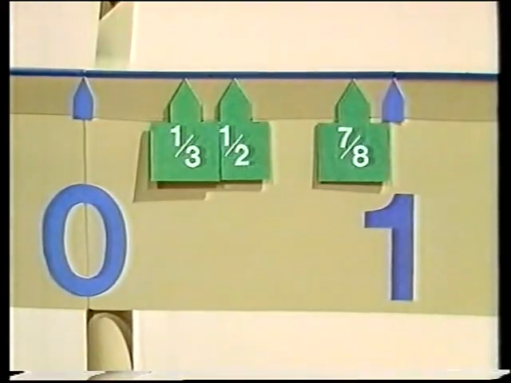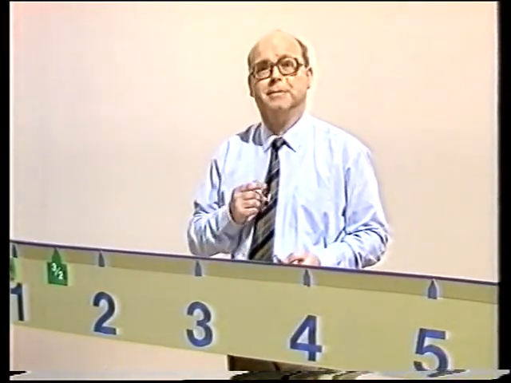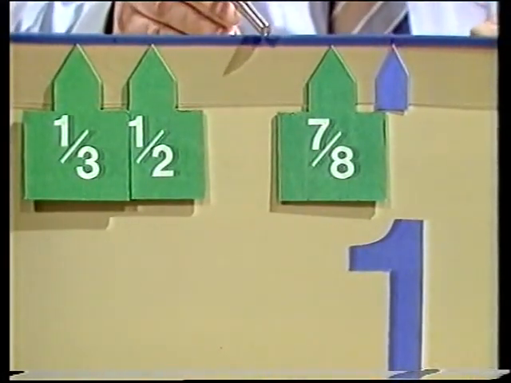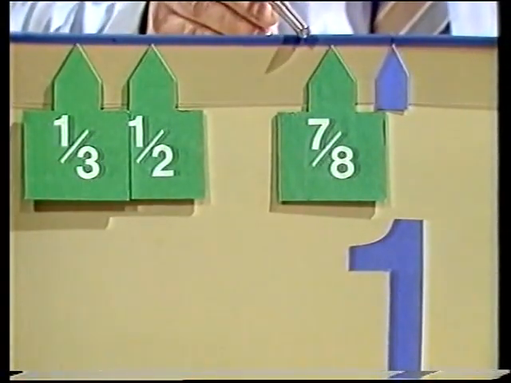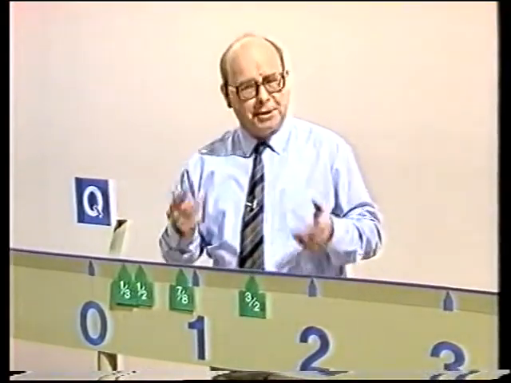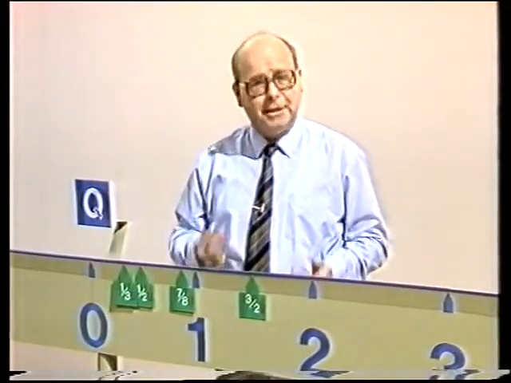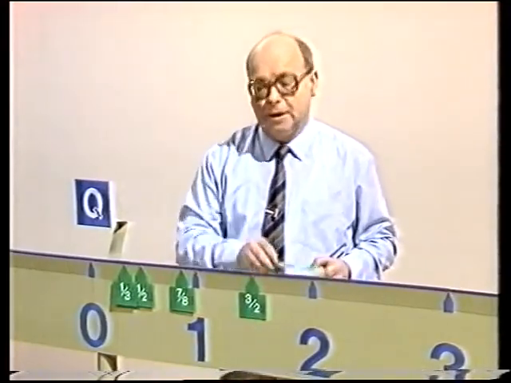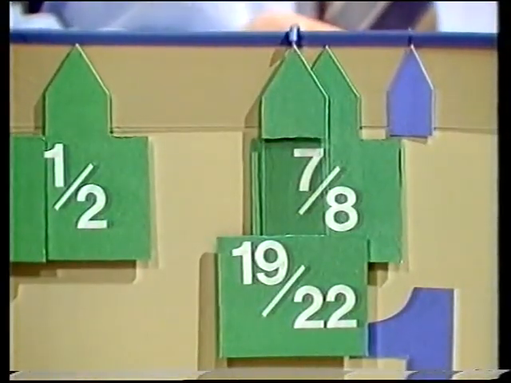Of course, we couldn't mark all the rationals because there are just too many of them. In fact, given any two rationals, we can always find another in between them. For example, the point midway between a half and 7/8 is also rational, and so is the point midway between that and 7/8. And although we can't mark all the rationals, it is possible to order them. That means that given any two rationals, we can always find which is the greater. For instance, 19/22 is about here, just to the left of 7/8.